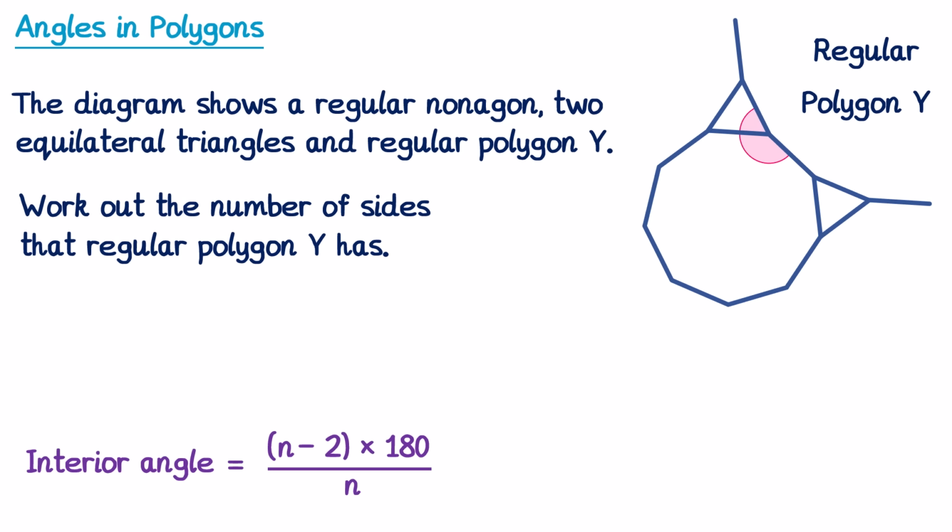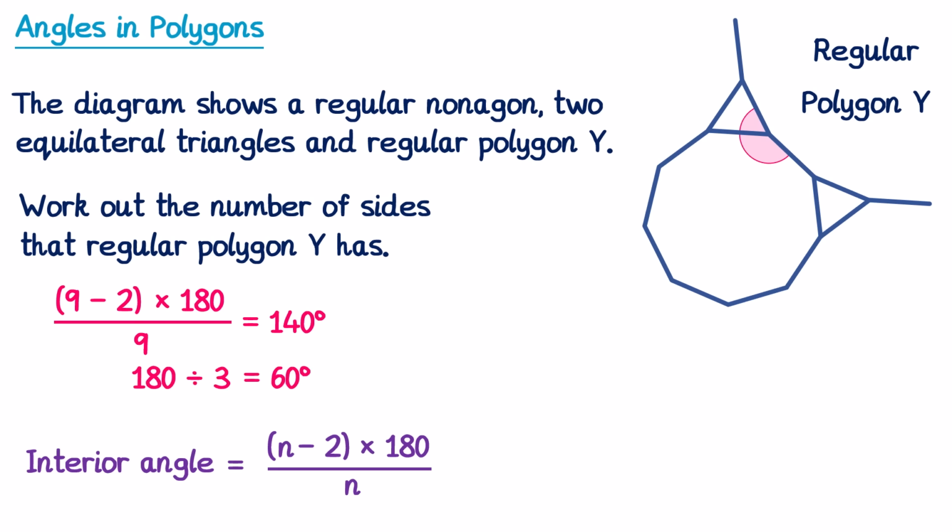Since it has 9 sides, we do 9 subtract 2, multiplied by 180 divided by 9. This gives you 140 degrees. And for the equilateral triangle, it's quite easy. We just need to do 180 divided by 3, which gives you 60 degrees. So we can mark both of these angles onto our diagram.